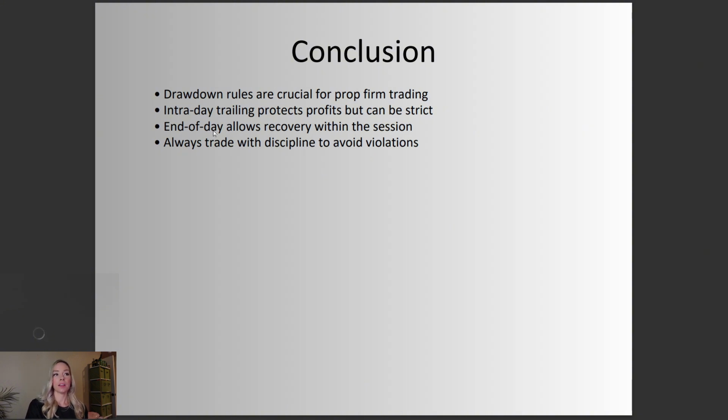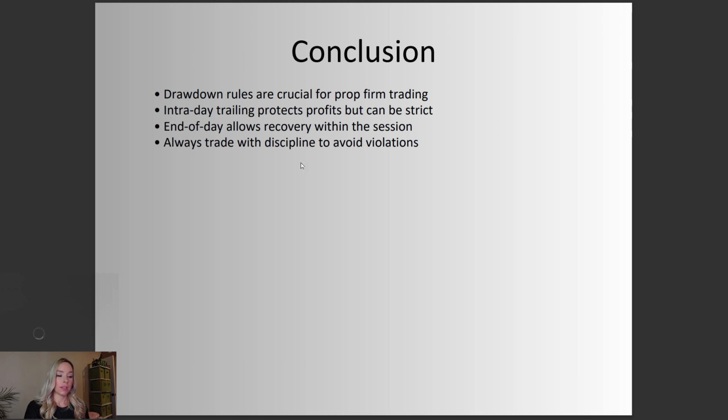And then end of day, of course, allows for recovery within that session as opposed to having to trail tightly. So it does give you a little bit more freedom, in my opinion, having the end of day, but it's really dependent on you as a trader. I will say it is easier. In the black and white of things, it is easier.